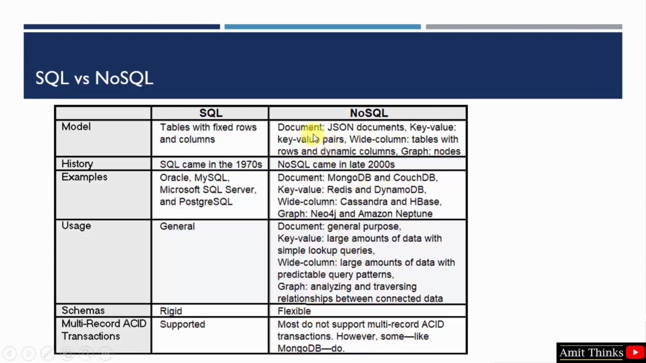You can store the data in all these different forms: document, key value, graph, multi-record, ACID transactions. So it is supported by SQL. NoSQL doesn't generally support it, but MongoDB will still support it. So ACID is basically an acronym for atomicity, consistency, isolation, and durability. These are basically database operations, and this ACID is known as ACID properties, or you can say ACID transactions.